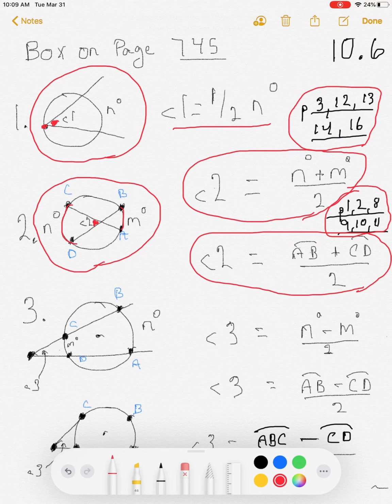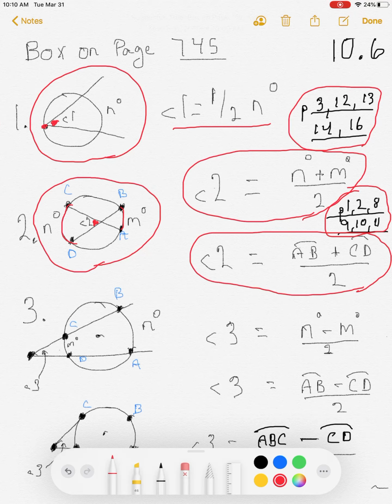Let's take a look at number 1, page 745. Angle 1 is equal to the measure of BC, which is 86, plus the measure of AD, which is 134, divided by 2. Problem number 2. The arc TS plus the arc QR, which is 108, divided by 2 equals 126. In this case, we'll be solving for the arc TS.